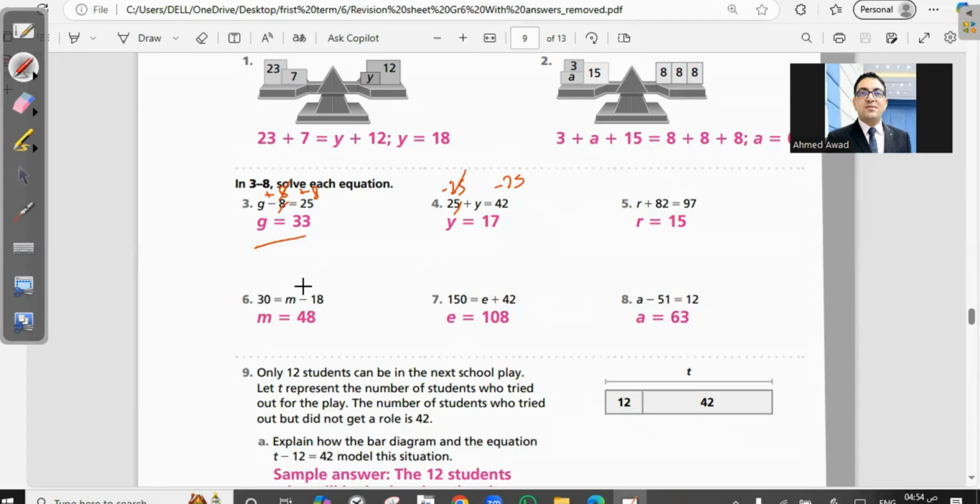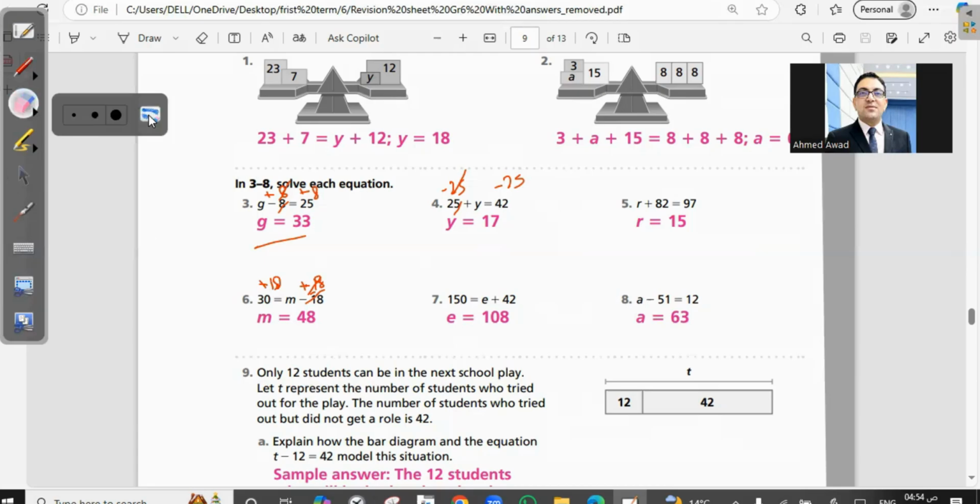If it's subtraction, make addition. So add 18 to each side. So it's going to be 48 because 30 plus 18 is 48. Sorry, we add 18 here, guys. If it's subtract 18 here, I will add 18 to each side. Okay, so cancel 18 with negative 18. So 30 plus 18 is going to be 48.